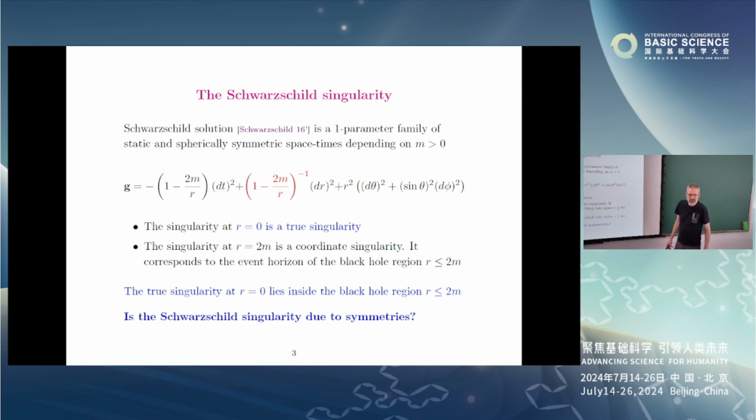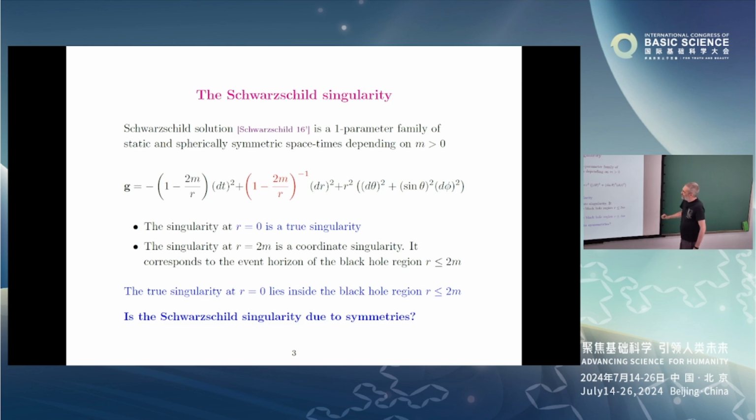In general relativity, due to the principle of general covariance, the fact that no system of coordinates is preferred, you want to distinguish between a true singularity, one which would be true in any coordinate system, and a coordinate singularity, one which has to do with a bad choice of coordinates. It turns out that the singularity at r equals 0 is in fact a true singularity.